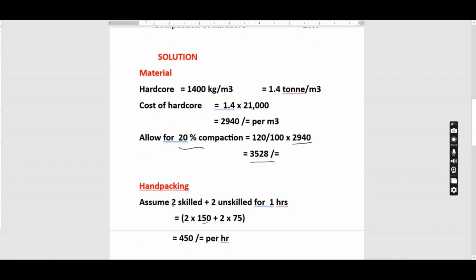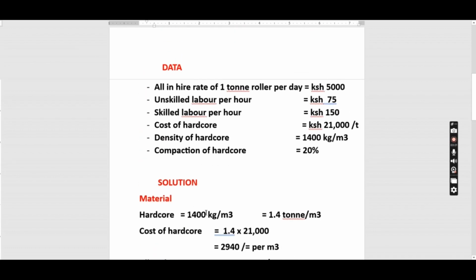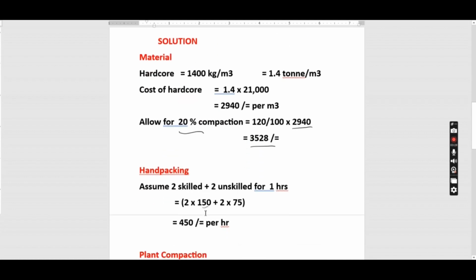So we are going to make an assumption. We are going to assume 2 skilled and 2 unskilled working for 1 hour. The labor for skilled is 150 per hour, and then for unskilled is 75. So we tabulate that one. So we have 2 times 150, this is for the skilled, and 2 times 75, this is for the unskilled. They are working for 1 hour, giving us 450 shillings per hour.